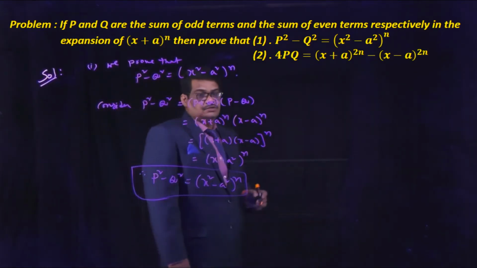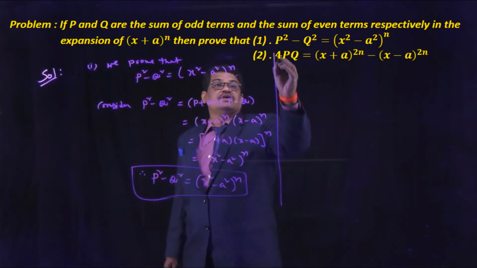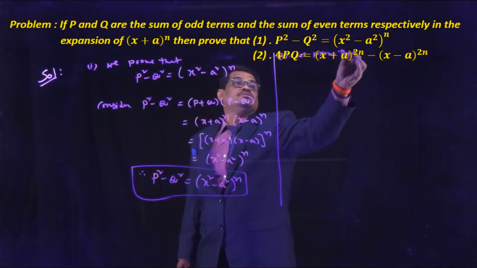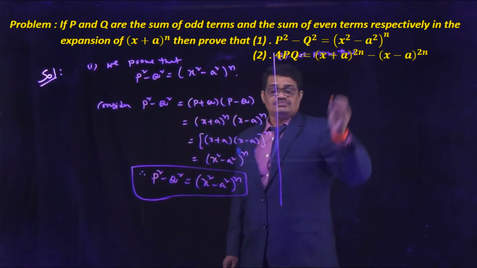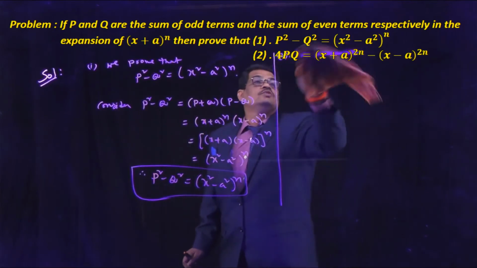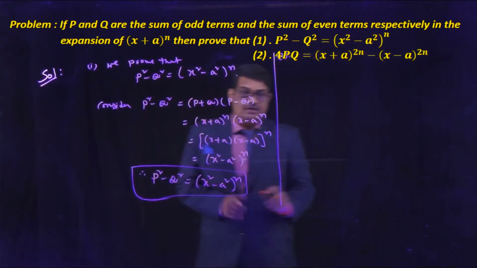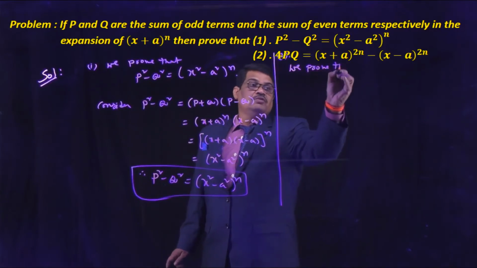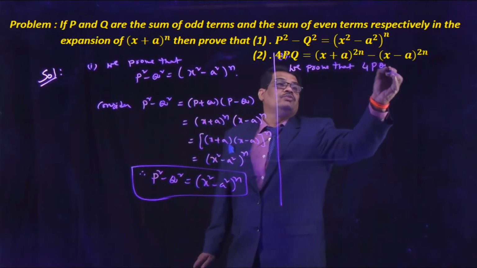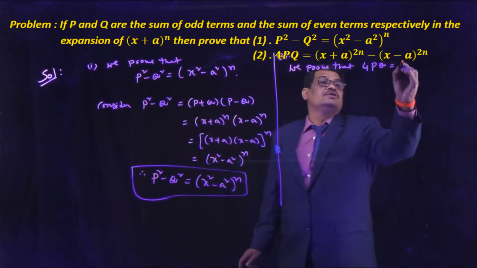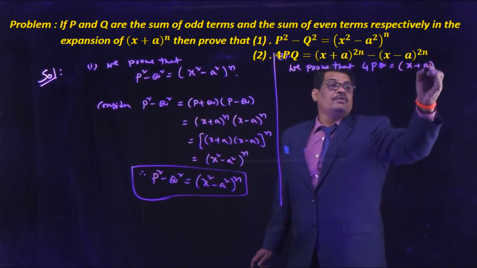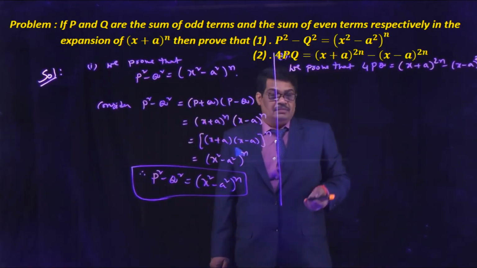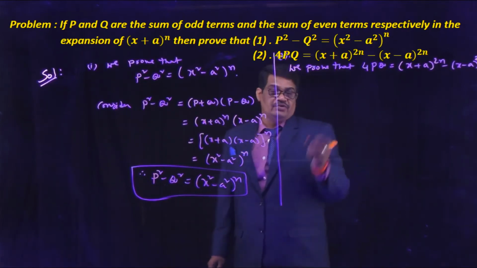Next, what is the second one? The second one is we prove that 4PQ is equal to (x + a)^(2n) minus (x - a)^(2n). That is what we are proving here.